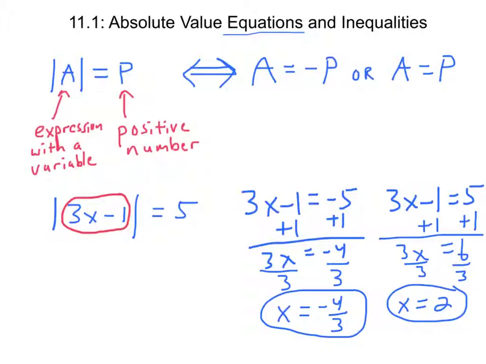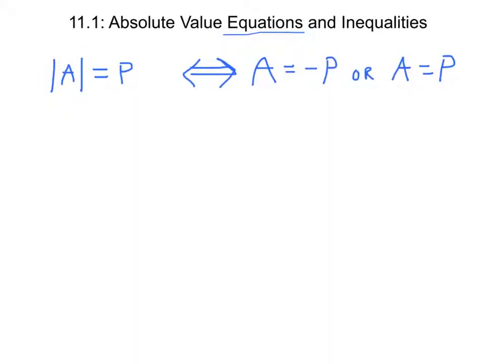Now if you check this, if you plug in negative 4/3 in for x, you end up getting the equation, the absolute value of negative 5 equals 5, which is true. So that checks. And when you plug this other solution, x equals 2, in for x, you end up getting the absolute value of 5 equals 5, which is also true. So both solutions check.